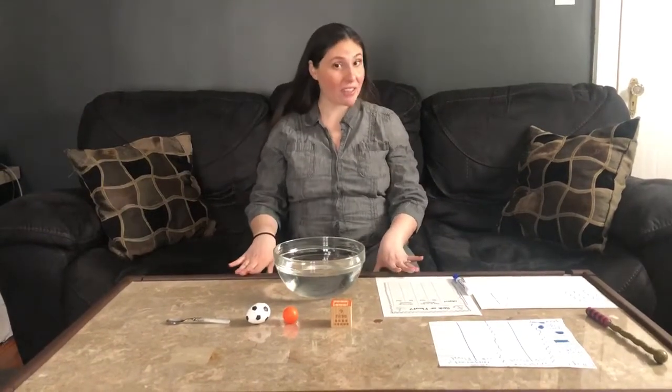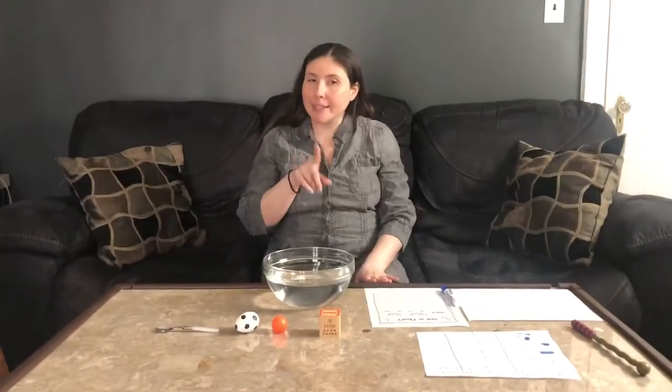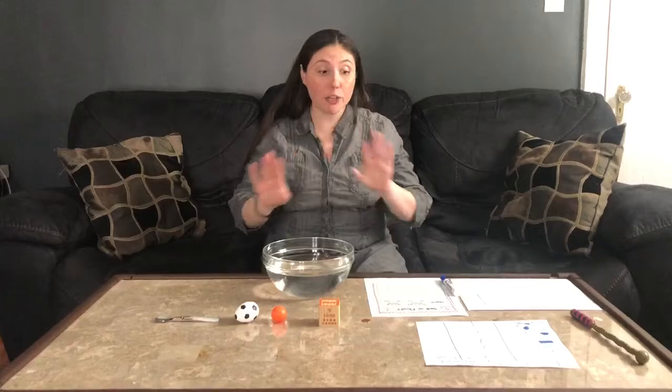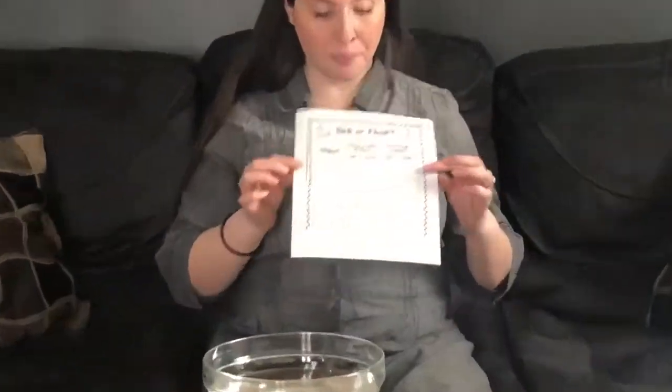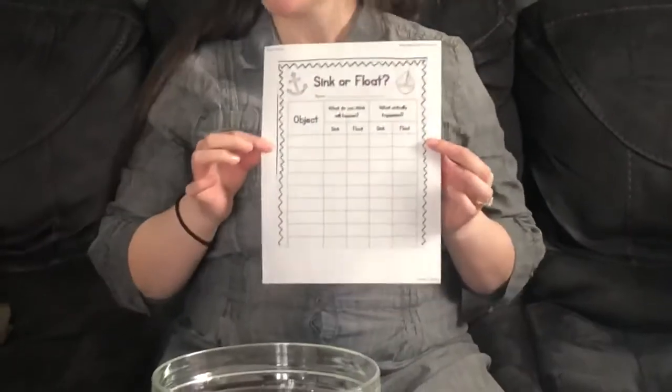Now, whenever we do a science experiment in school, the first thing we always do is make a prediction. What's a prediction? Good job. It's a guess, right? But it's not a silly guess. It's a smart guess, okay? So, the first thing you're gonna do, we're gonna send home a little chart. If you can't print out the chart, you make your own chart.